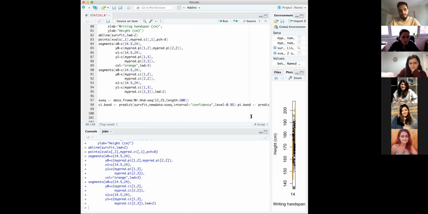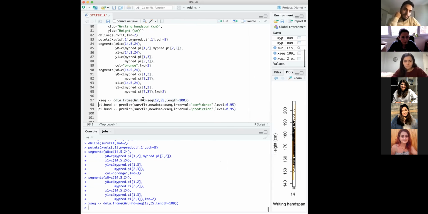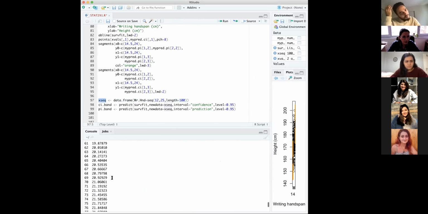And now I have my sequence. This is my data frame. I want to add some data frame. Here are my predictions.